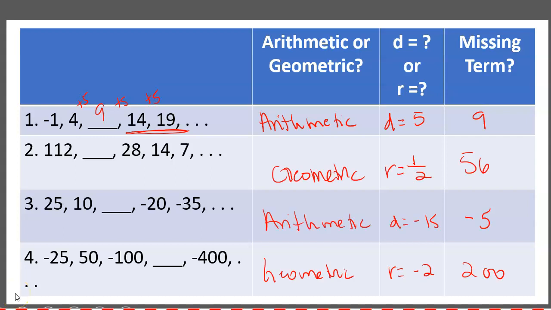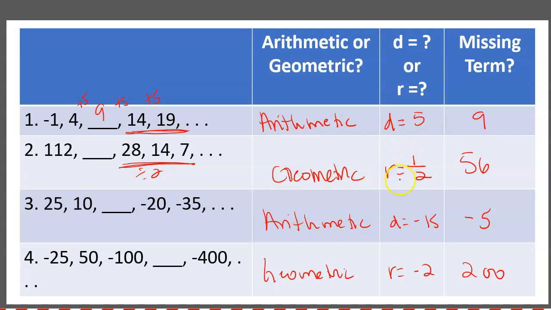Number 2 is geometric. It is dividing by 2. Again, I would have started here, 28 to 14 to 7. I can see I'm decreasing, which means I'm either dividing or subtracting. If I subtract, it would be 28 minus 14 is 14, minus 7, that doesn't work. But 28 divided by 2 does give me 14. 14 divided by 2 does give me 7.